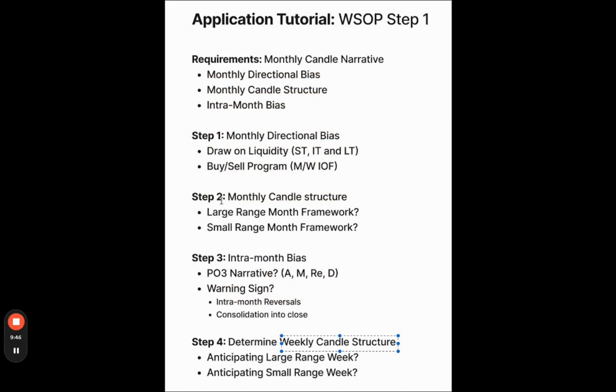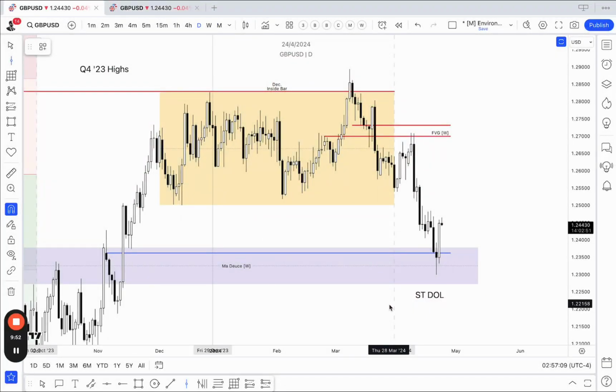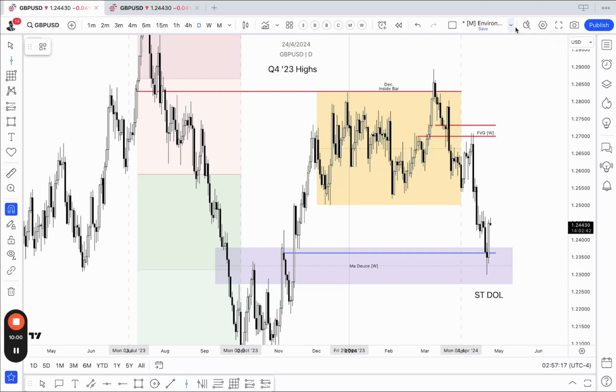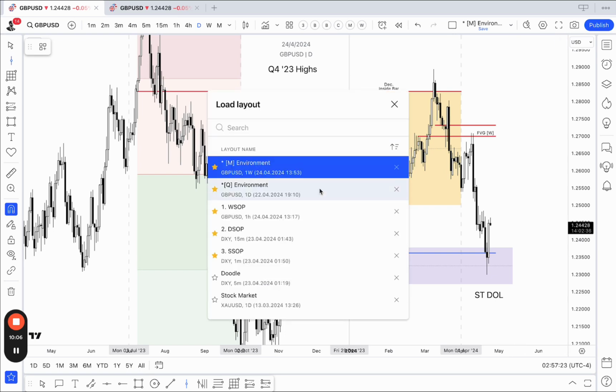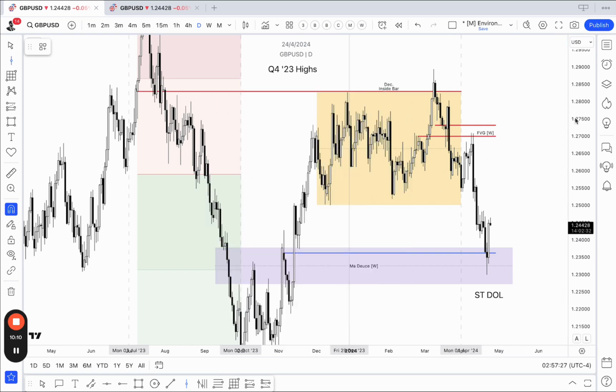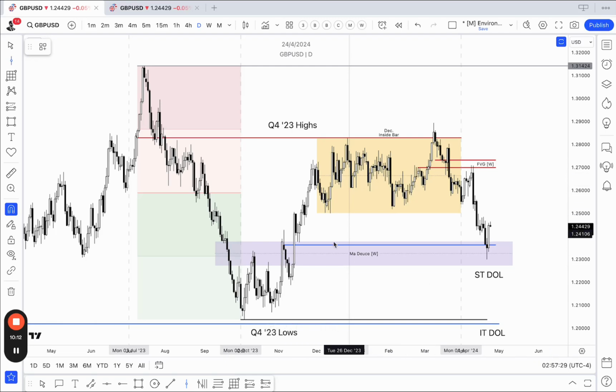Okay, so what we want to do here is: is it a large range month or a small range month? And for this, keep it very simple. Everything I just outlined here should be on the quarterly chart. Okay, so there's a quarterly environment chart there. So this should all be quarterly stuff. Alright, that's what you need to help build a monthly narrative.